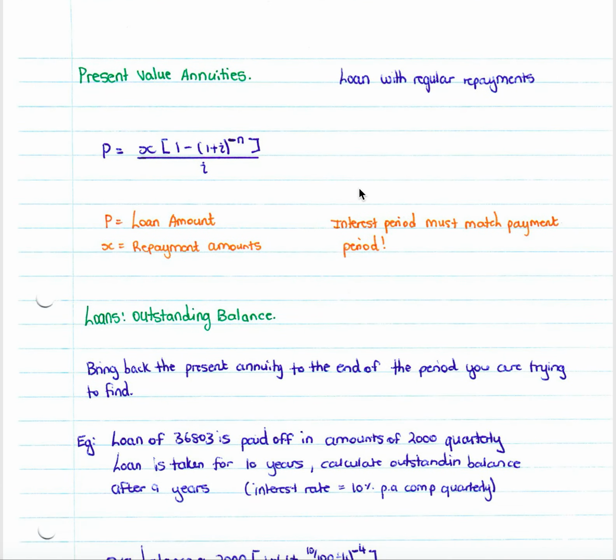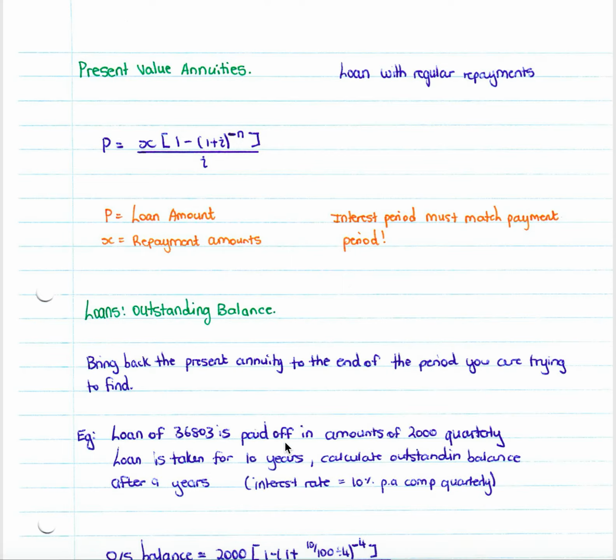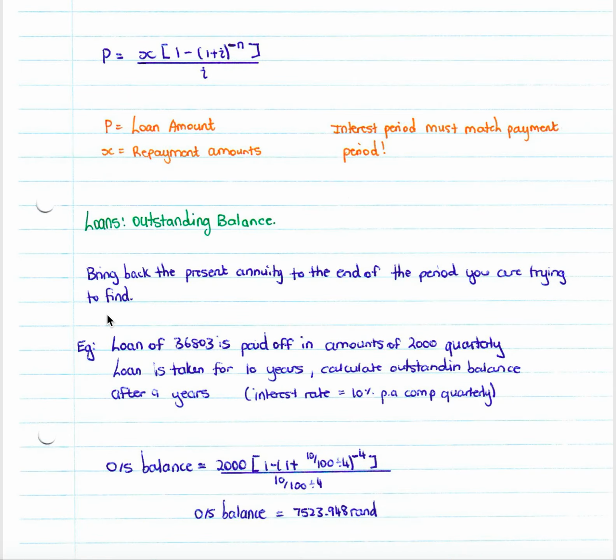Then we move on to present value annuities, which is a loan with regular repayments. So they've given you money and you have to pay it back in monthly installments. This would be your installments, your interest, and remember a negative exponent for your number of periods. So here's an example where, so that's your present value.